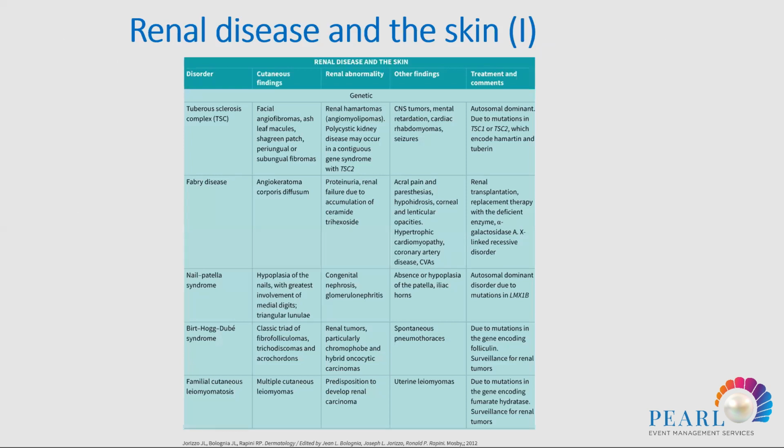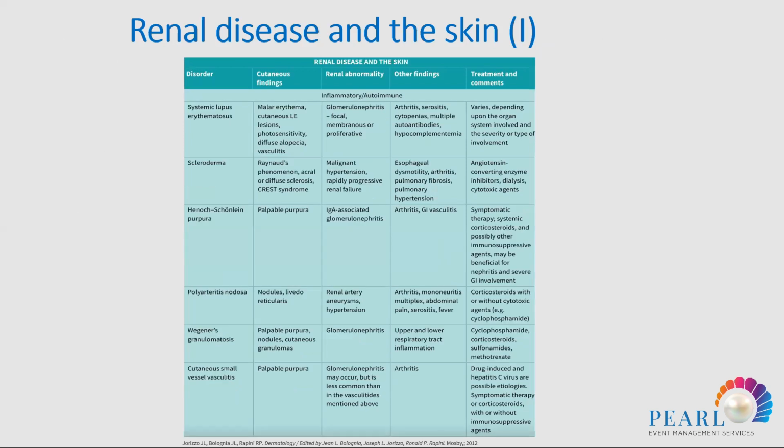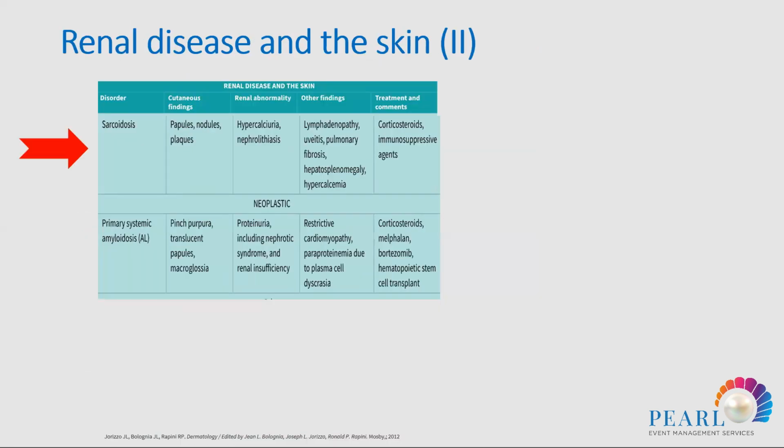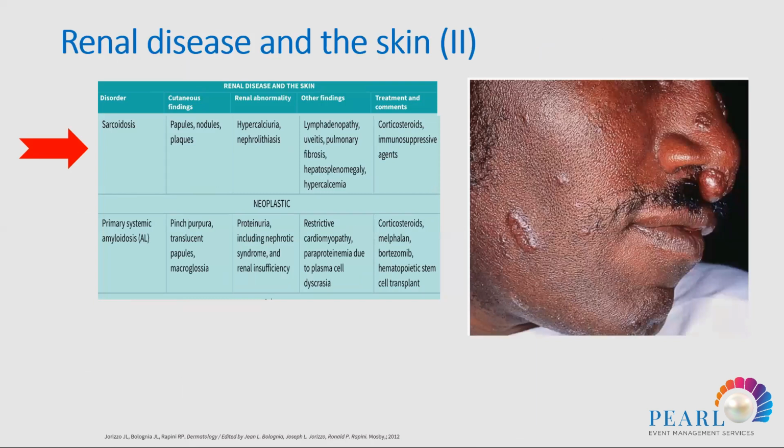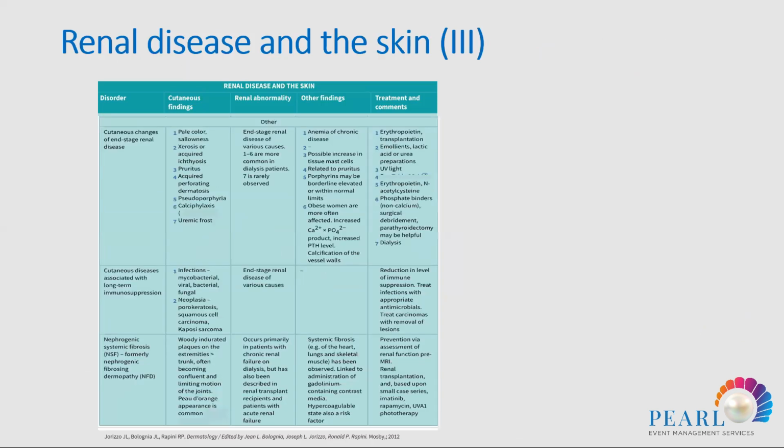The last category is renal disease. Again, those are the genetic disorders that could be associated with renal disease. We already spoke about lupus, and we already discussed Henoch-Schonlein purpura and cutaneous small vessel vasculitis. With regards to sarcoidosis, patients may have papules, nodules, or plaques. Don't forget the different types of syndromes that could be associated with sarcoidosis. And yes, those patients are at a high risk of having hypercalciuria with regards to renal disease.